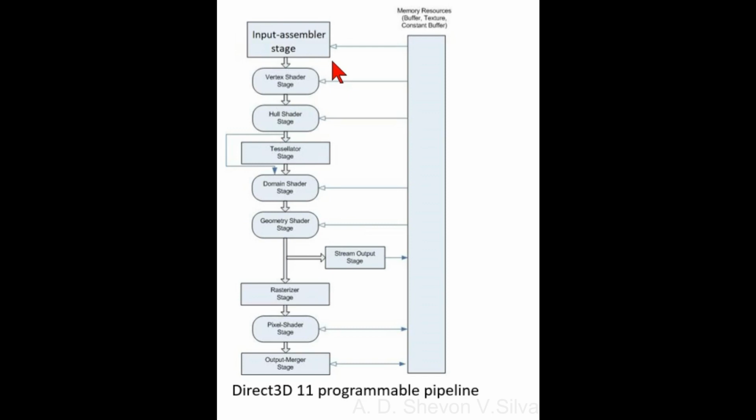The vertex shader stage. The vertex shader, VS, stage processes vertices from the input assembler, performing per vertex operations such as transformations, skinning, morphing, and per vertex lighting. Vertex shaders always operate on a single input vertex and produce a single output vertex.